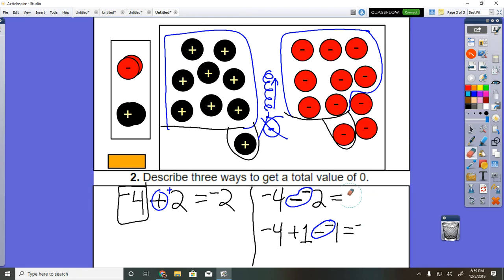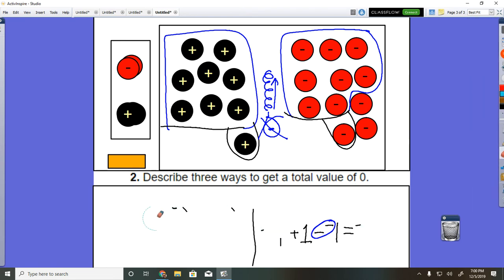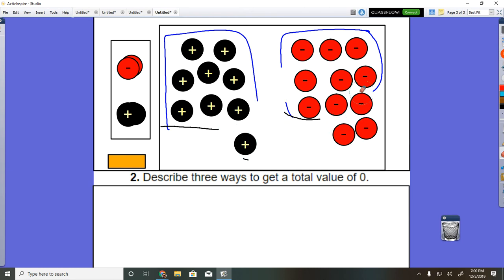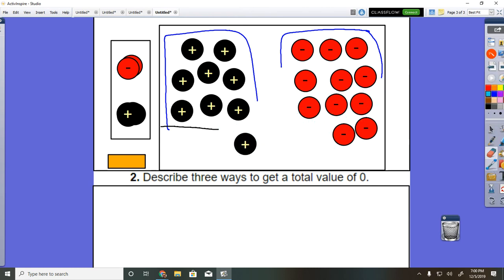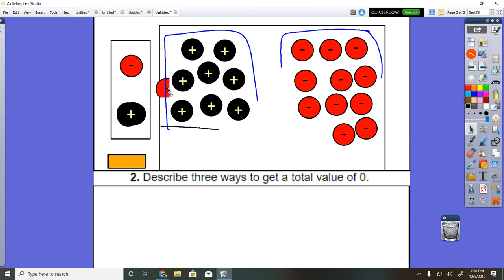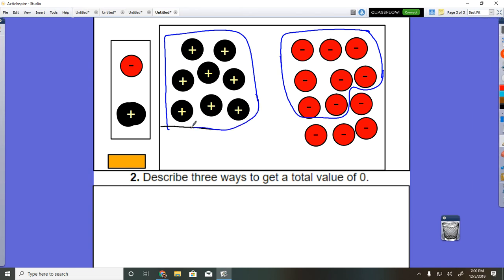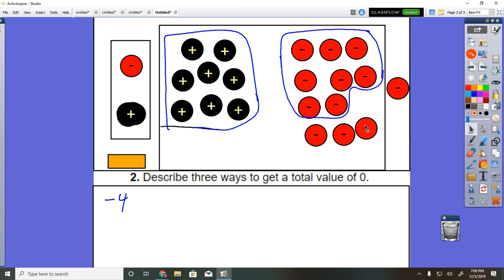So it's going to take a lot of erasing. 3 ways to get a total value of 0. We need to put this back here. Okay, that's our original chipboard at -4, -4. So if we want to get to 0, I can take away these 4 negatives off the board.